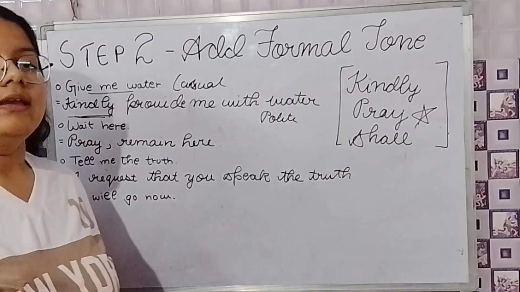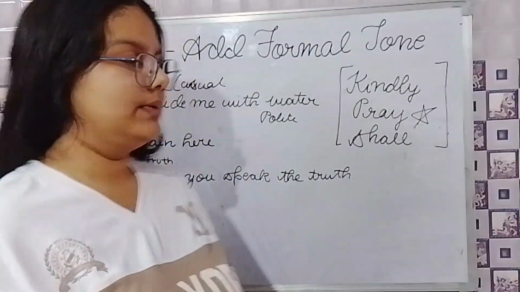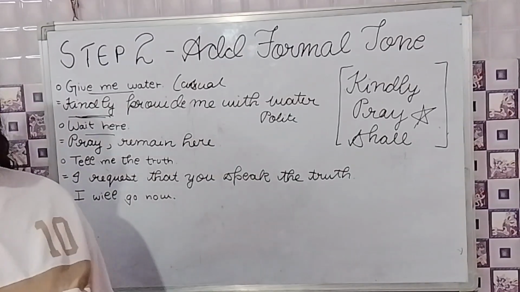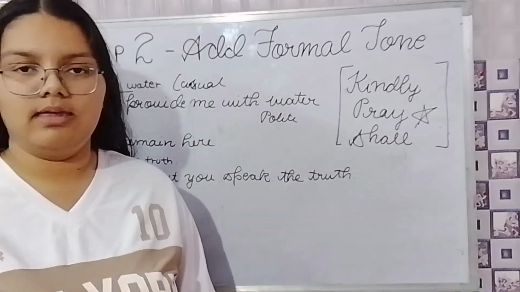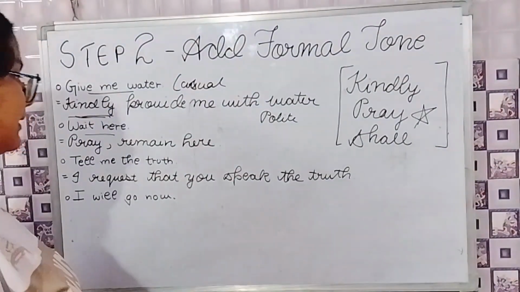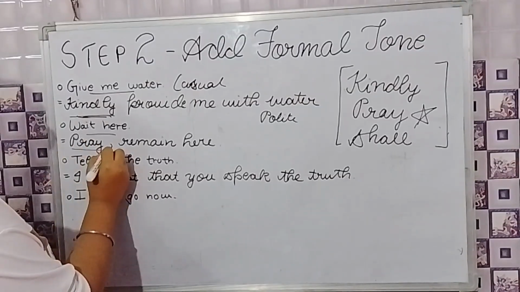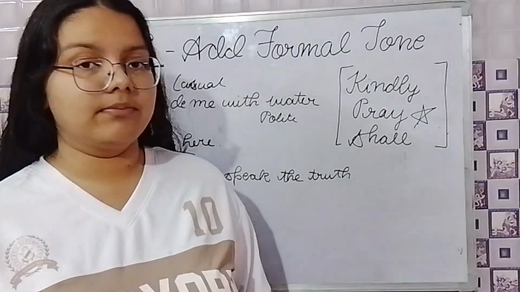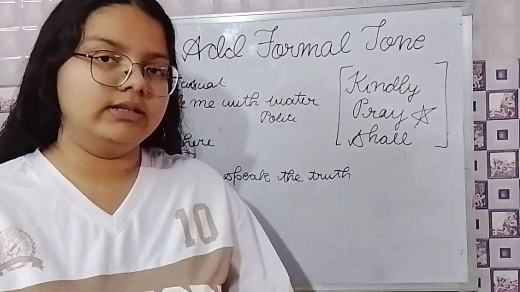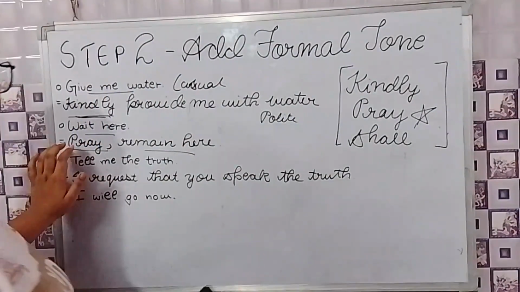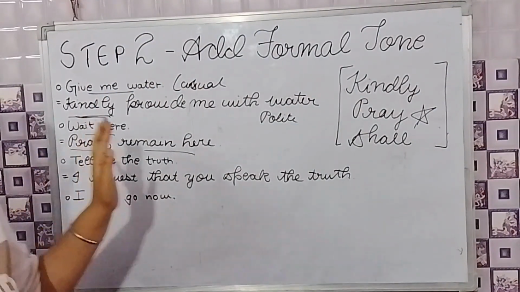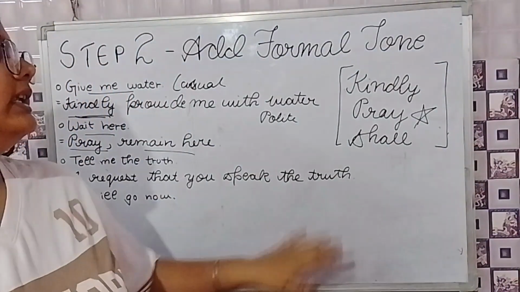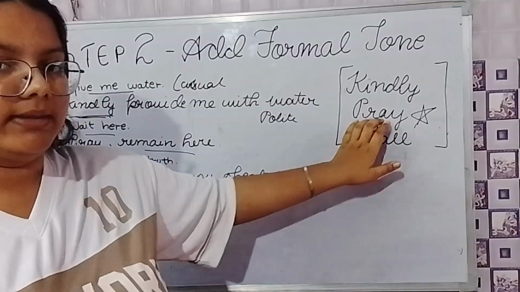And the second one, which is the most commonly used example: wait here. We normally say wait here, wait there, wait for me. But we'll use pray, remain here. Wait here will remain the same, but the additional word that we added was pray. You'll notice in many Victorian sentences, we usually use the word pray very commonly.